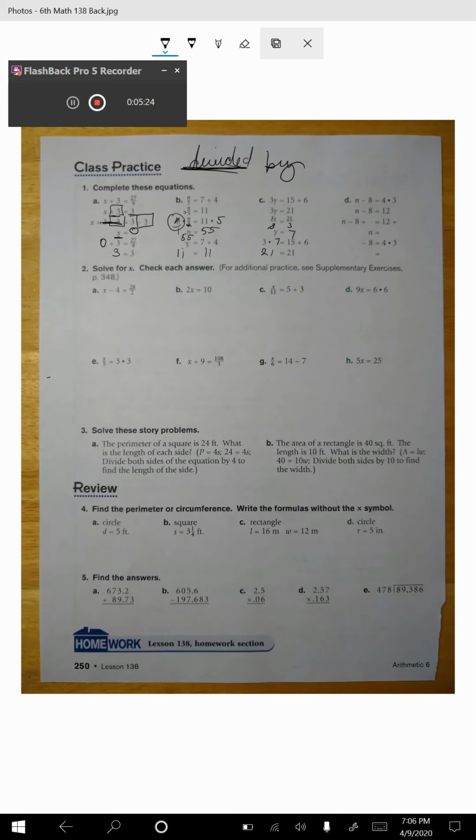N minus 8 equals 4 times 3. I could do 4 times 3, which is 12. I want to get rid of minus 8, so I'm going to add an 8 to get rid of it. But I better put a plus 8 over here. Now these guys cancel each other out. They're gone. I'm left with n. But over here I have 12 plus 8, which is 20. Let's see if it works. 20 minus 8, 12. 4 times 3, 12.